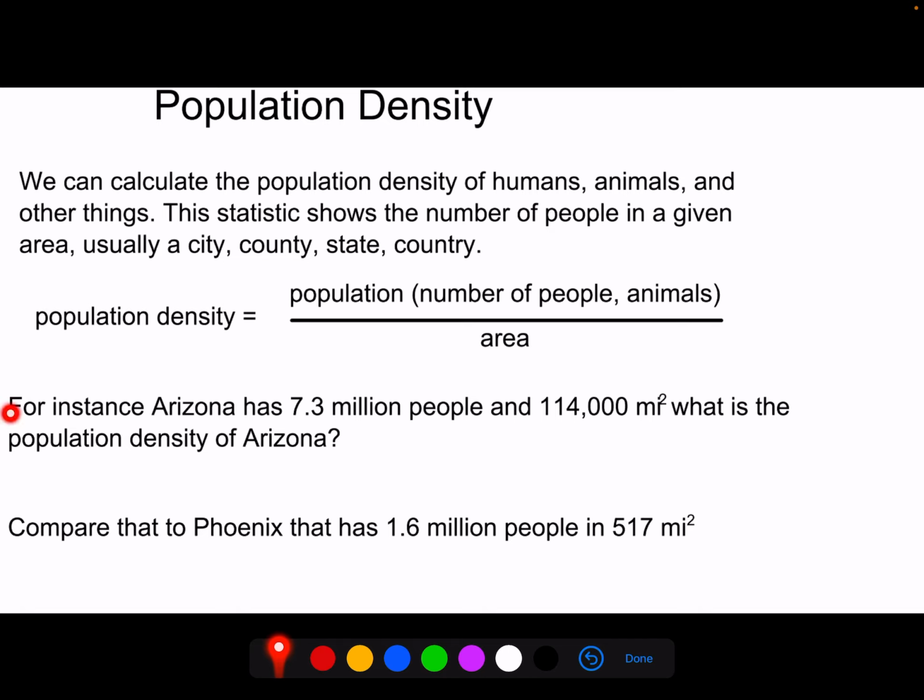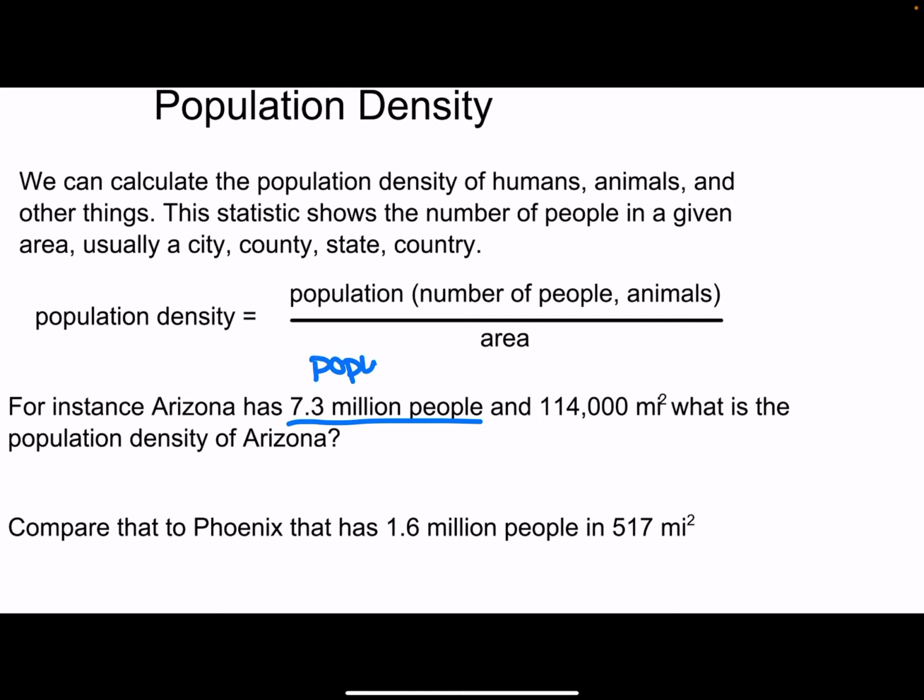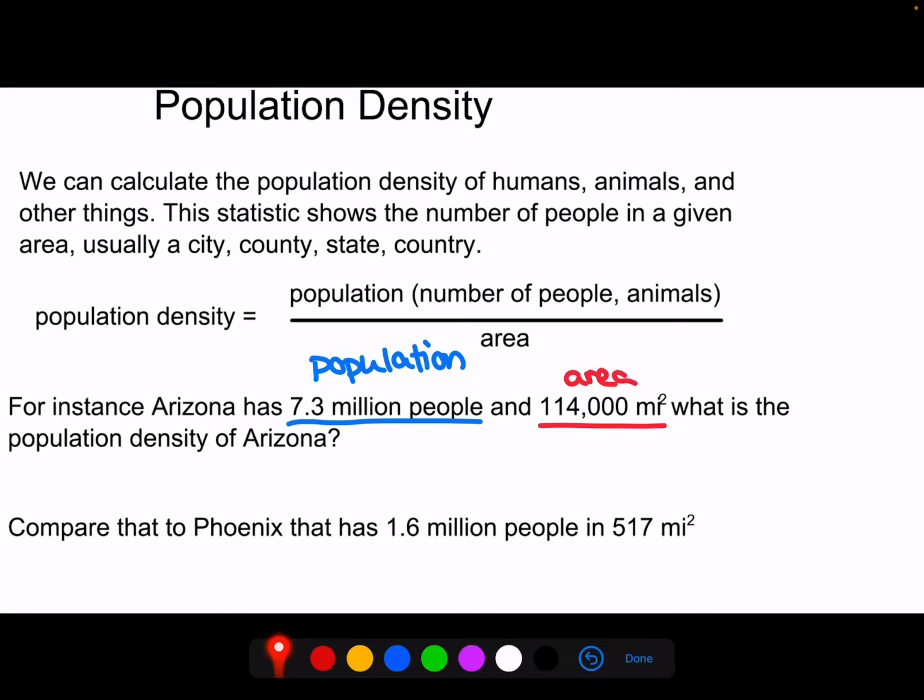So we have a couple examples here. In Arizona, we have a population of 7.3 million. Now, this may be updated since the census was fairly recently, but as of the last census, we were at 7.3 million people, and the area of Arizona is about 114,000 miles squared. What we want to know is the population density of Arizona. So to do that, we just do our population, 7.3 million, divided by our area, 114,000.